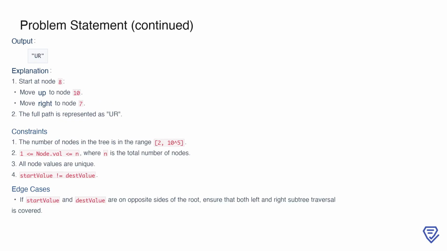For a third example, take a binary tree represented as root equals [1,null,10,8,null,7], with start value equals 8 and dest value equals 7. In this tree, the root node is 1, which has a right child, 10. Node 10, in turn, has two children, 8 on the left and 7 on the right. The output here is "UR". Starting at node 8, the first step is to move up to its parent, node 10. Then, move right to reach node 7. These steps form the path "UR".